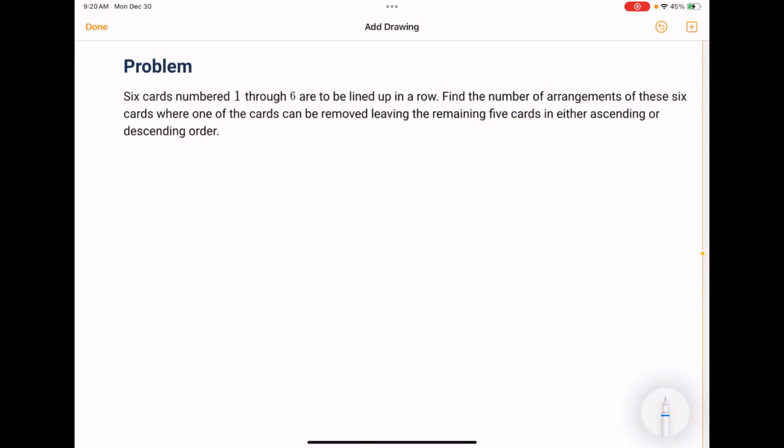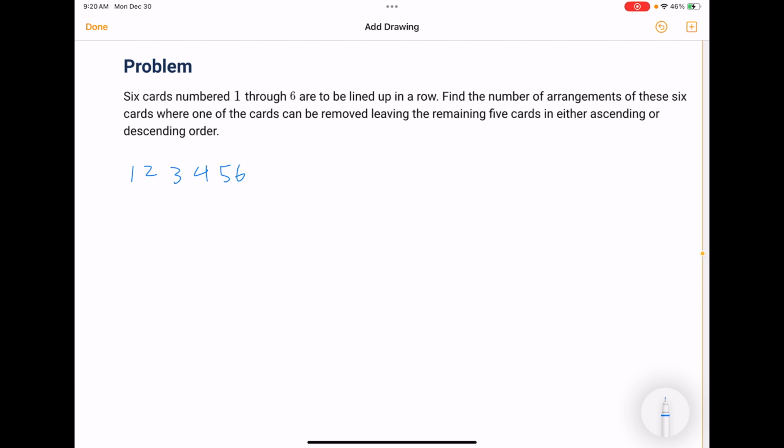The problem states: 6 cards numbered 1 through 6 are to be lined up in a row. Find the number of arrangements of these 6 cards where one of the cards can be removed, leaving the remaining 5 cards in either ascending or descending order. So essentially what we have is 6 cards numbered 1, 2, 3, 4, 5, 6. And if we take one of these numbers out, the remaining 5 numbers must be in either ascending or descending order.